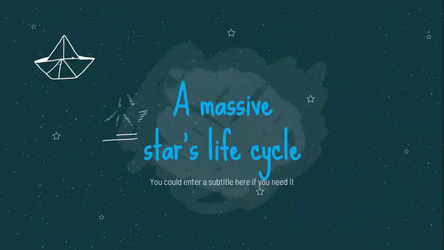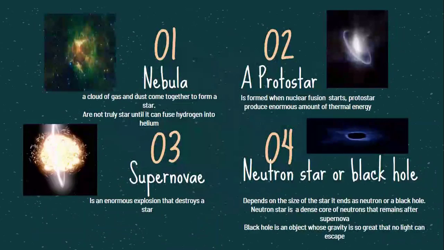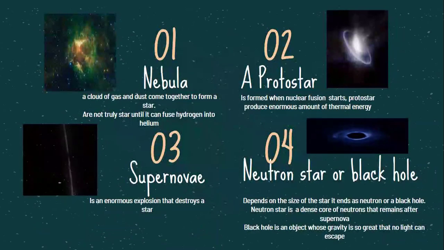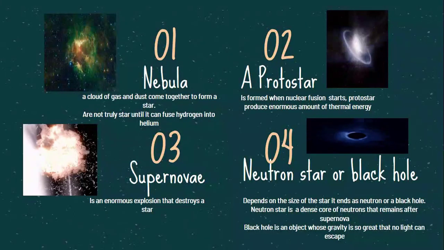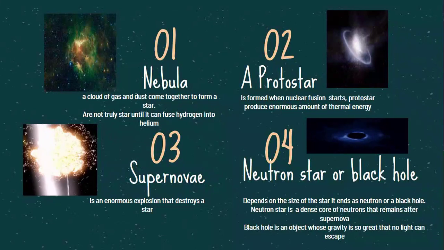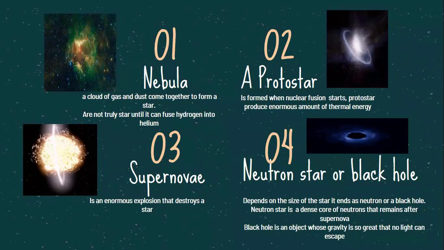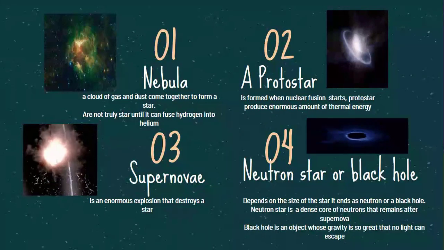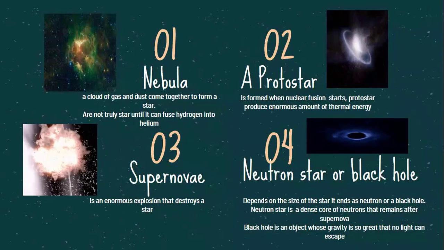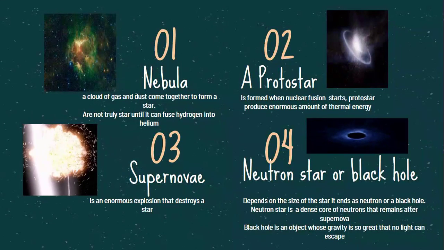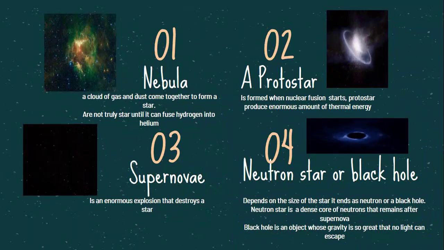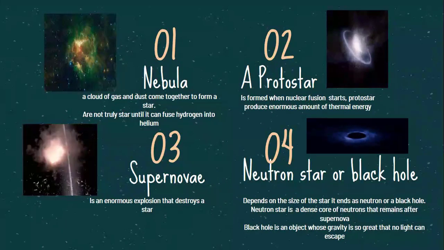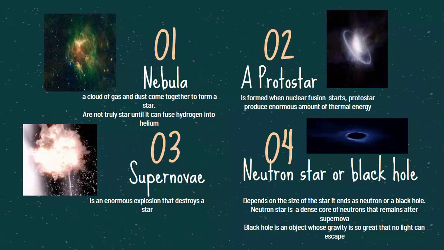Okay. Massive star's life cycle. It starts also with a nebula, then protostar as the small stars, but then it moves to something called a supernova. A supernova, when the massive star becomes one, is an enormous explosion that destroys a star. Then the last phase is the neutron star or black hole. So the supermassive stars will move into a neutron star or black hole.